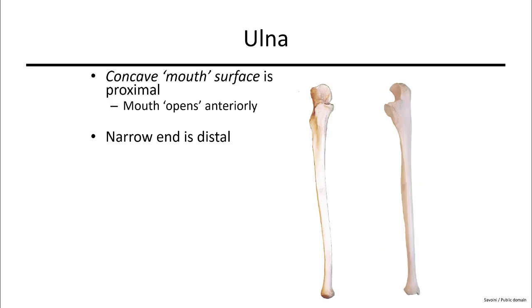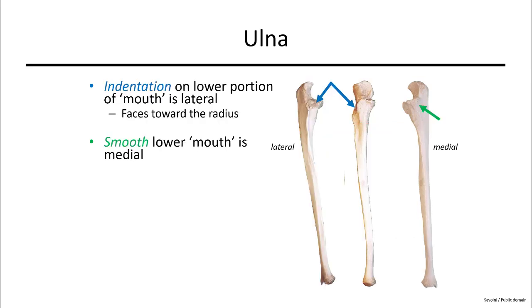Now let's look at the ulna. The concave mouth portion, that's going to fit right into the trochlea of the humerus. That's going to face anterior. And also notice it has this little dip portion right here. That will always face lateral because that's where the head of the radius will fit. We can see that identified here in blue, where the head of the radius will fit right into this little cup portion. So that will always face lateral.